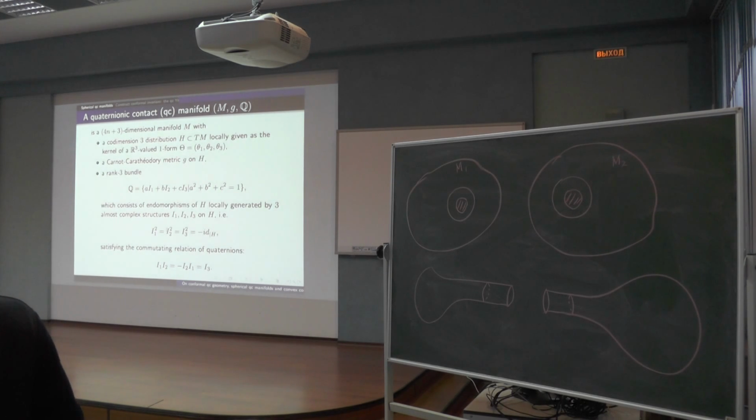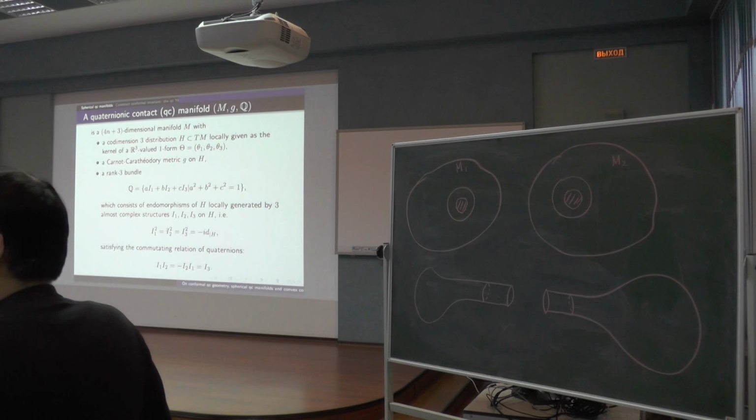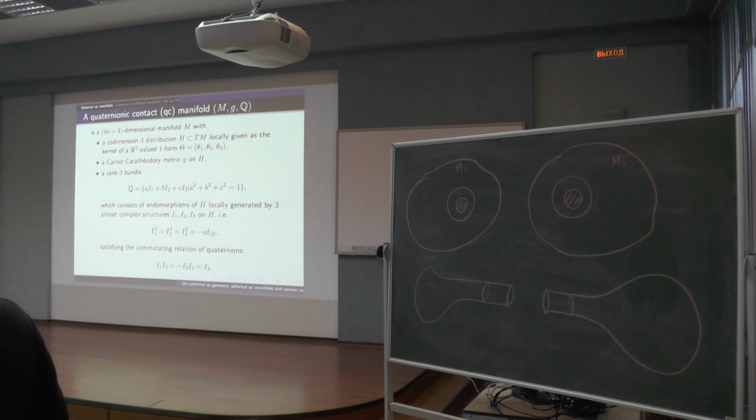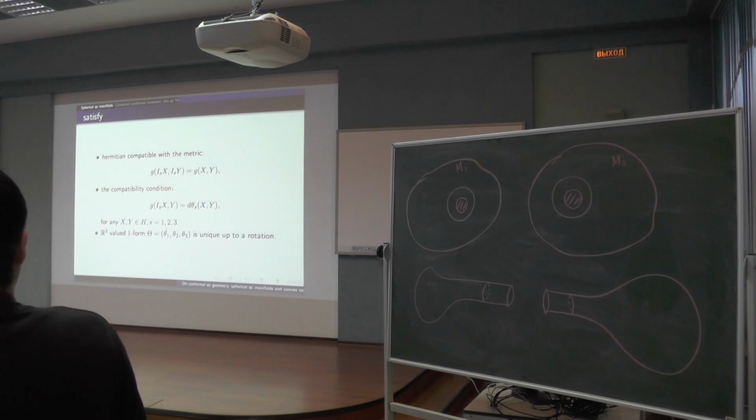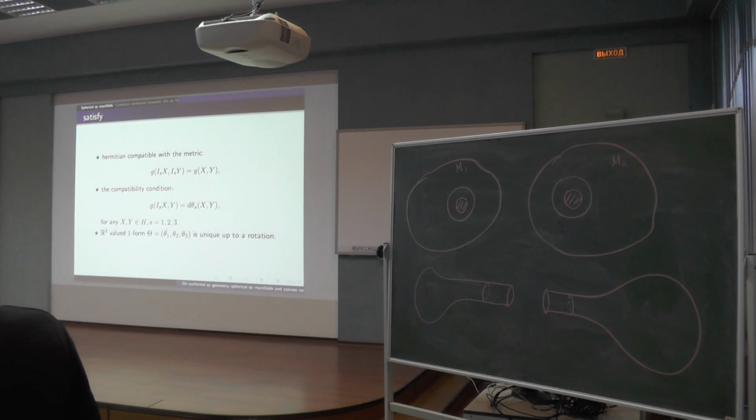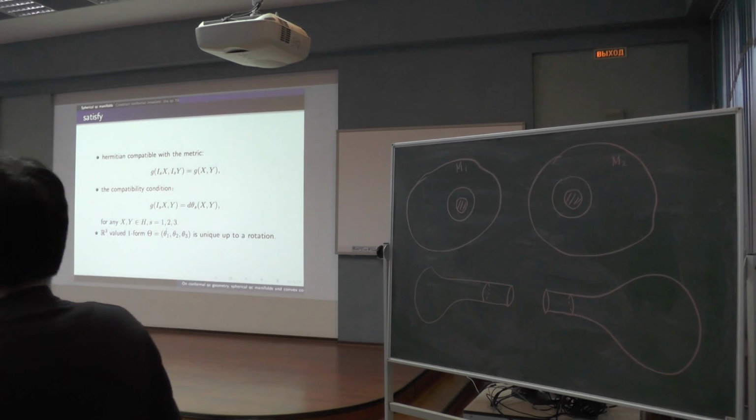And we have some quaternion structures. We have three almost complex structures I1, I2, I3. This structure needn't be integrable. They only satisfy I squared equal to minus identity mapping over H, and they also satisfy the quaternion relations. They satisfy that the I's are isometric, and some compatibility conditions: g(IX, Y) equals dθ(X, Y), for X and Y horizontal vector fields.